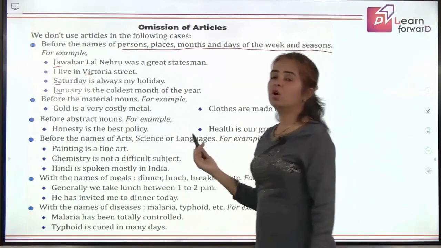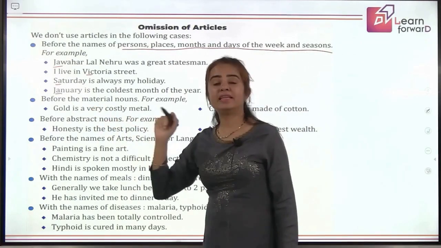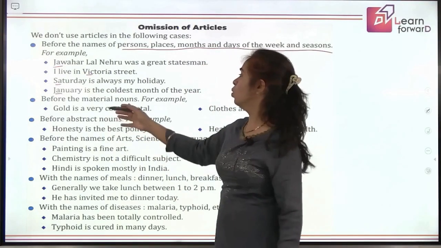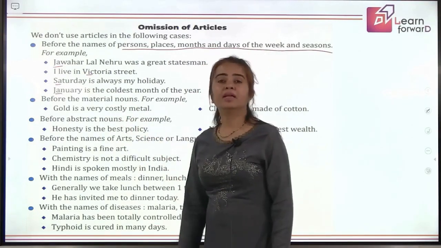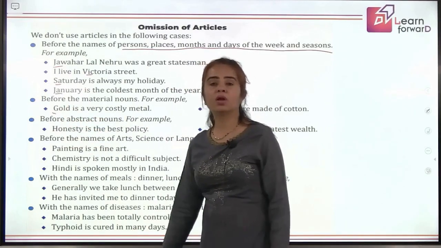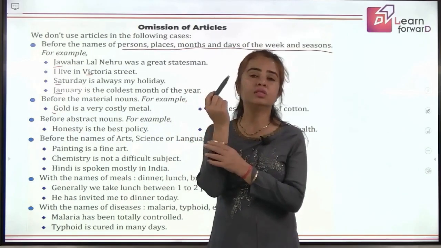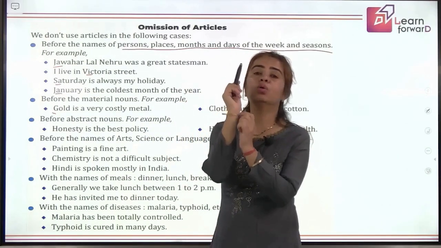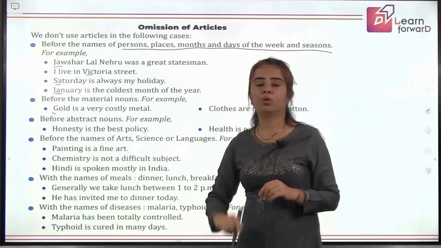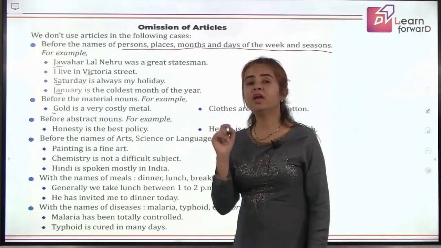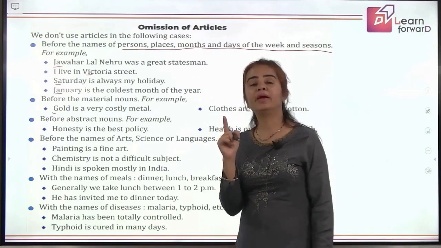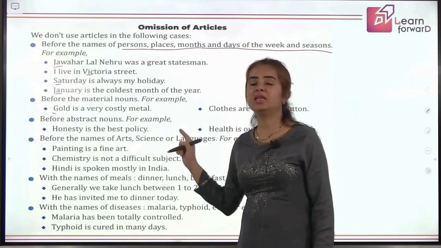Yes, we will not use an article before material, but yes, students, if we are talking about a material in particular, it changes. I say gold is a very costly metal, but here we are talking about gold in general, that is a material noun. But if I talk about the gold used in my bangle, I'll say the gold used in my bangle is of fine quality, is pure. Okay, so when we are talking in general, we will not use an article before the metals, right? Before the material nouns rather.